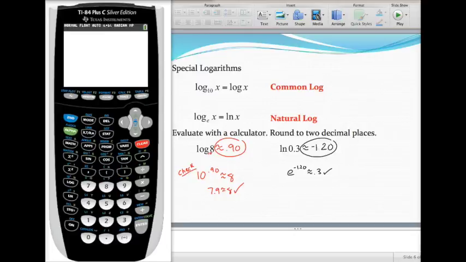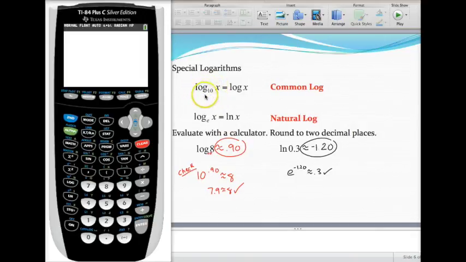In our last video, we evaluated logarithms without using a calculator. We don't really know how to use a calculator just yet, unless you're watching this as a review video. However, it turns out there are two special logarithms that we can use on the calculator. The buttons are built in. Those two special logarithms are when we have a base of 10.